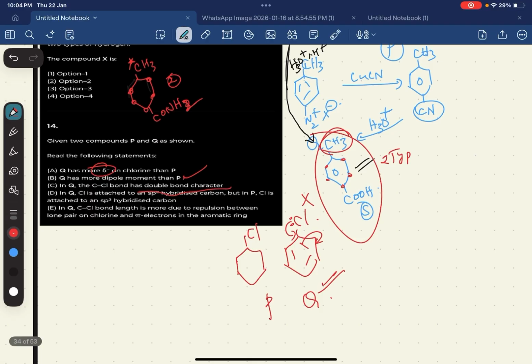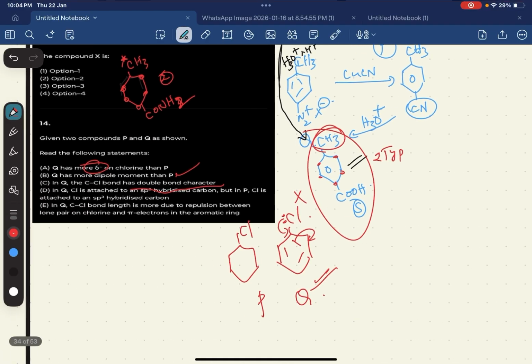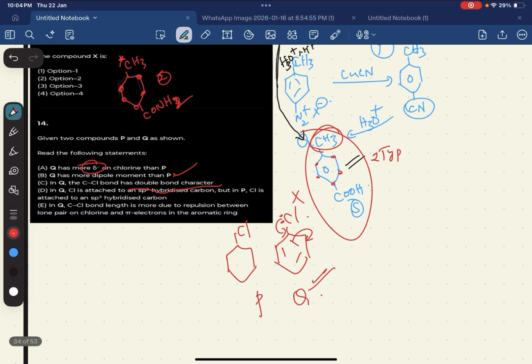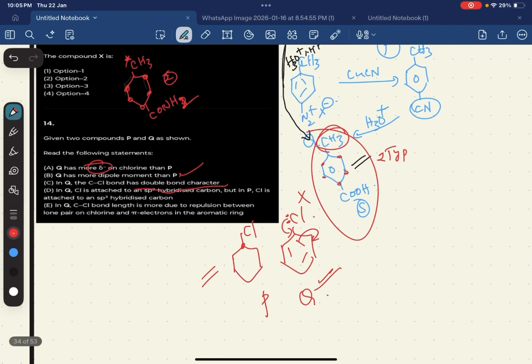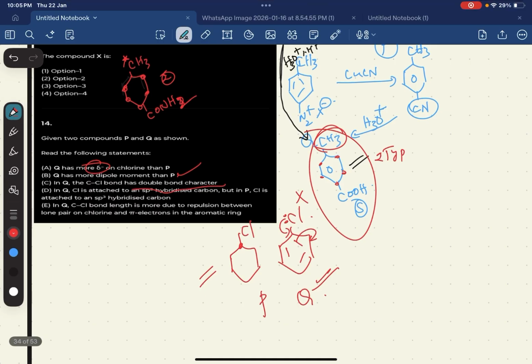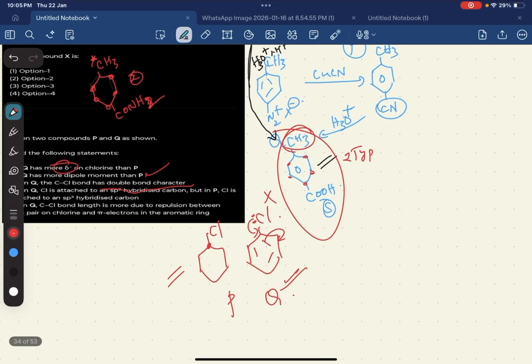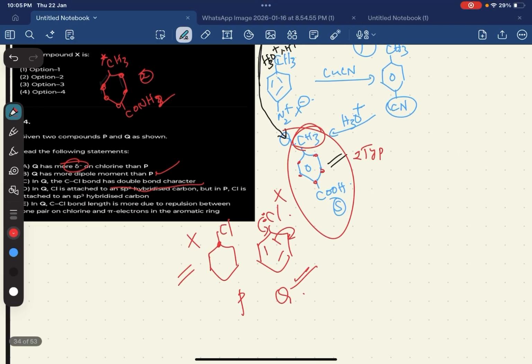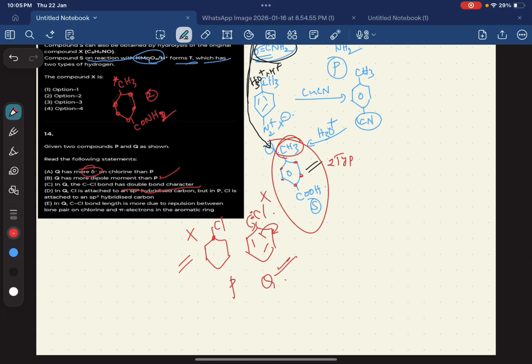Due to partial double bond character, SN reactions are less. And in Q, Cl is attached to an sp2 hybridized carbon, but in P, Cl is attached to an sp3 carbon. That's a very basic point and correct also. And in case of Q, the C-Cl bond length is more due to repulsions between the lone pair of electrons and pi electrons of the aromatic ring, which is wrong. Due to resonance, bond length will decrease. So the answer for this will be: C and D options are correct.